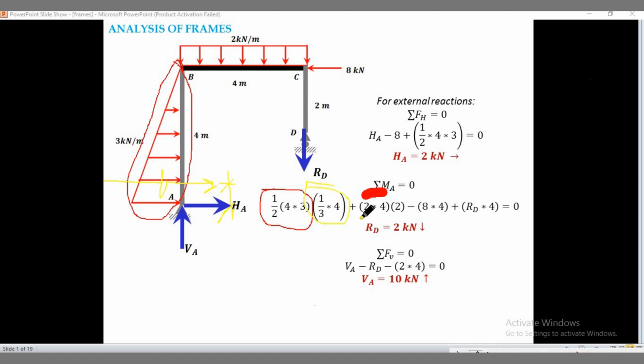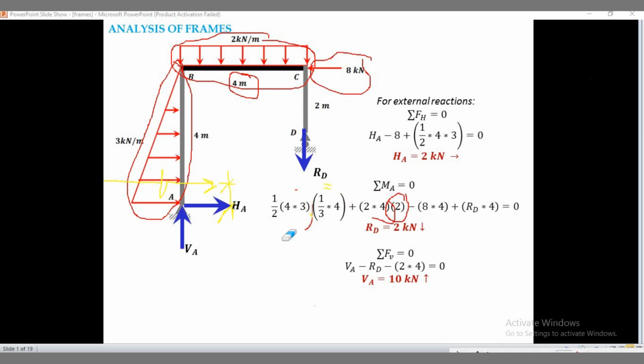And this 2 times 4 is the area of this rectangle. The moment arm is 2, half of this 4 meters. Then, we have a concentrated load of 8 kilonewtons. When I take moment about point E, that is counterclockwise. Okay, these are our reactions: RD, HA, VA.